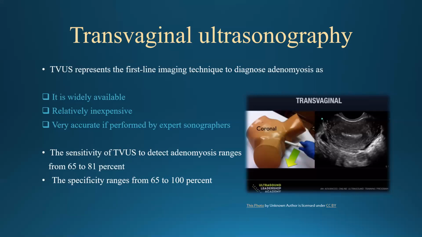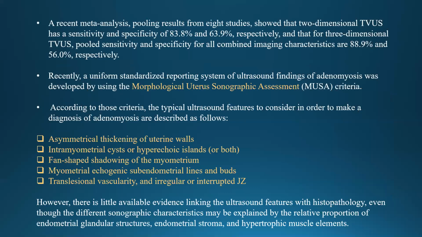So there was a recent meta-analysis. It was done from pooling results from 80 studies. This meta-analysis discovered that the 2-dimensional transvaginal ultrasound has a sensitivity and a specificity of about 83 and 63% respectively. For the 3D transvaginal ultrasound, they find a sensitivity and specificity of about 89 and 56%.